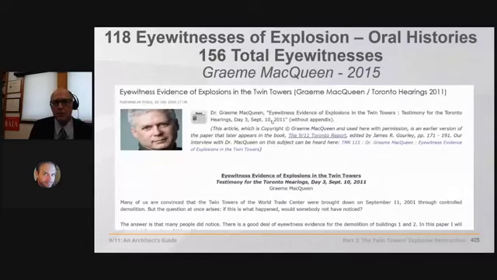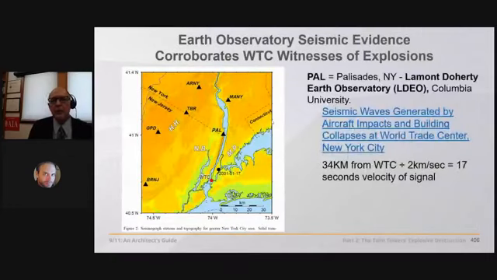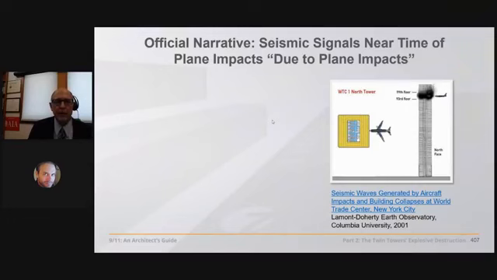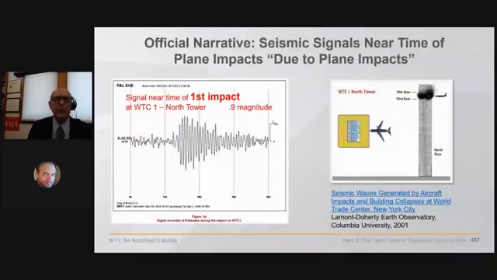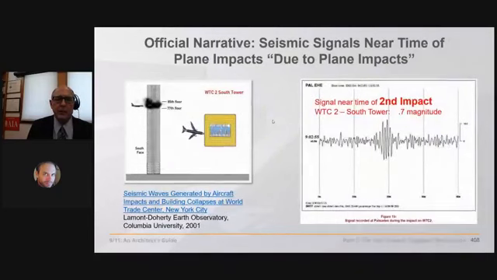Witnesses of explosions. Well, there's another witness of explosion, which turns out to be pretty important. This is the Lamont Doherty Earth Observatory, 20 miles north of New York, in Palisades. FEMA and NIST relied upon these reports. So let's look at them very carefully, because there's 4 different events. The first couple of events are claimed to be due to the plane impacts, because the seismic event occurs near the time of the plane impacts. Well, let's go into it.